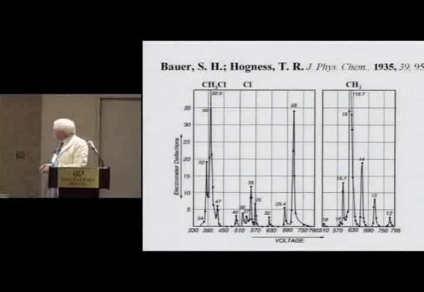My next Cornell connection on mass spectrometry is Simon Bauer, who joined the Cornell chemistry faculty in 1937, and this is his PhD thesis at the University of Chicago. And he worked for Professor Hogness, and Hogness said, well, for what we're going to do, we need a mass spectrometer, so you have to build a mass spectrometer for your PhD thesis.